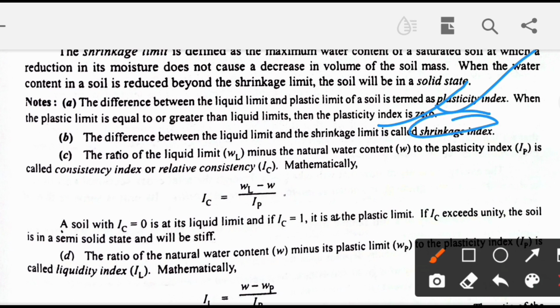The ratio of liquid limit मतलब WL minus the natural water content to the plasticity index IP, इसका रेशियो को कंसिस्टेंसी इंडेक्स और रिलेटिव कंसिस्टेंसी कहा जाता है, IC.